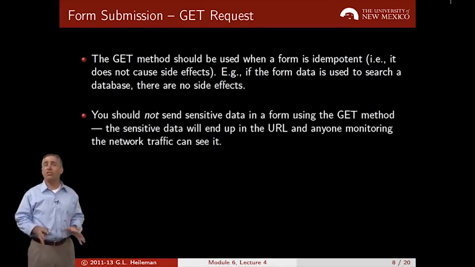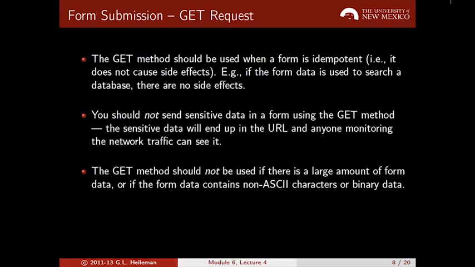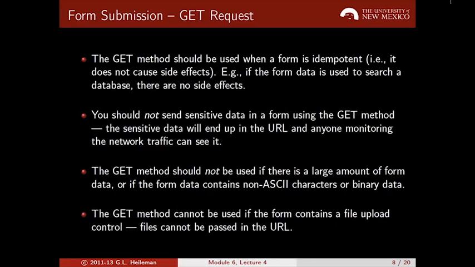You should not send sensitive data using the get method because, as we saw, it's available right in the address field in the browser. Anyone can see it if they're monitoring network traffic. The get method should also not be used if there's a large amount of form data you're sending, or if the form data contains non-ASCII characters, or binary data. These are hard to represent using URL encoding.